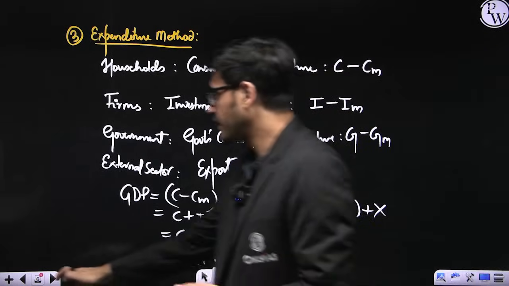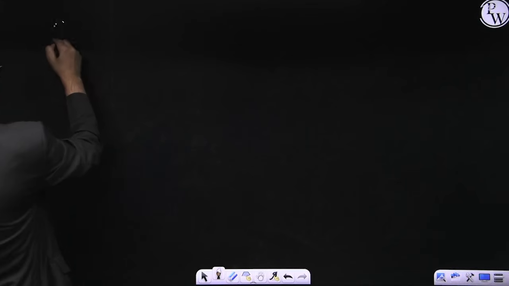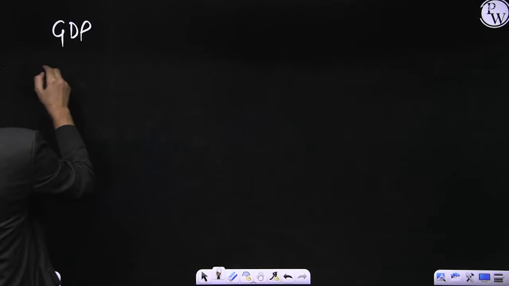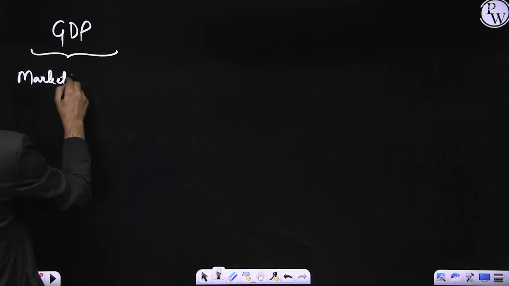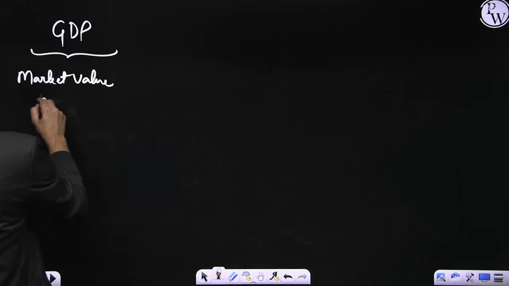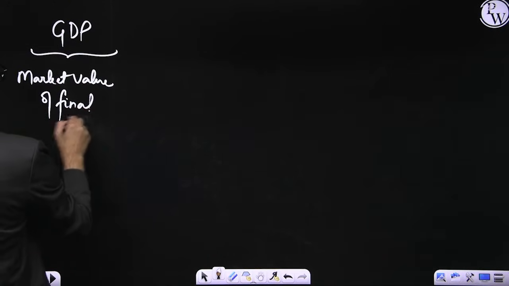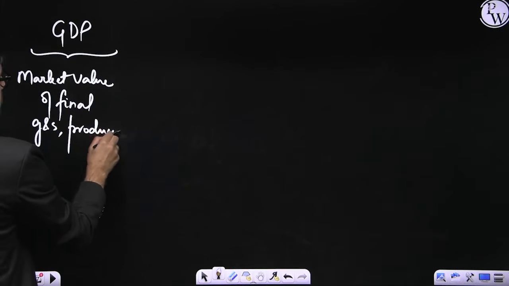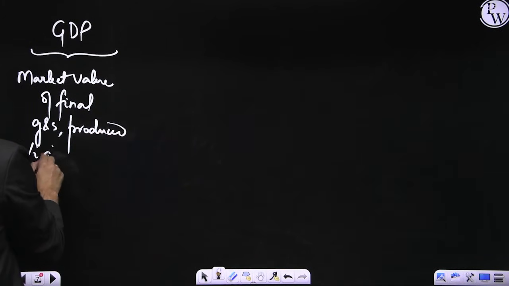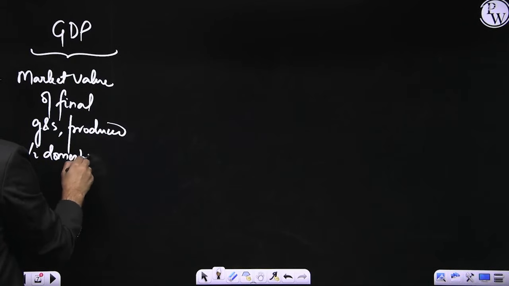Now that you have arrived at the value of GDP, remember this very clearly. The value of GDP in essence is the market value of final goods and services produced within the domestic territory of an economy.